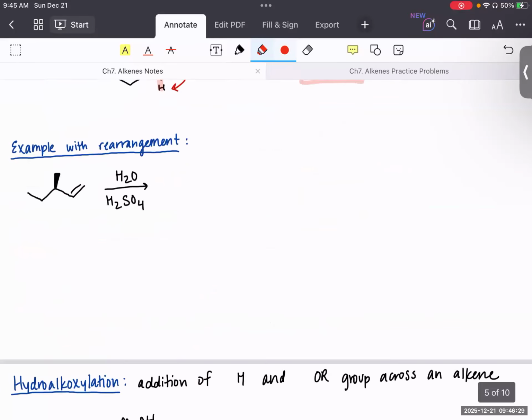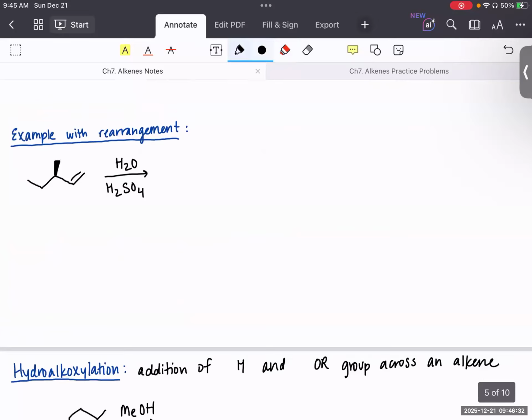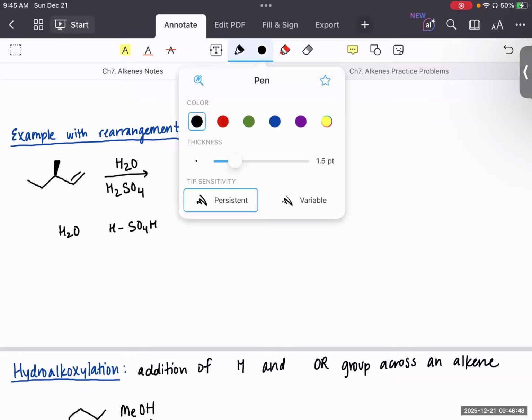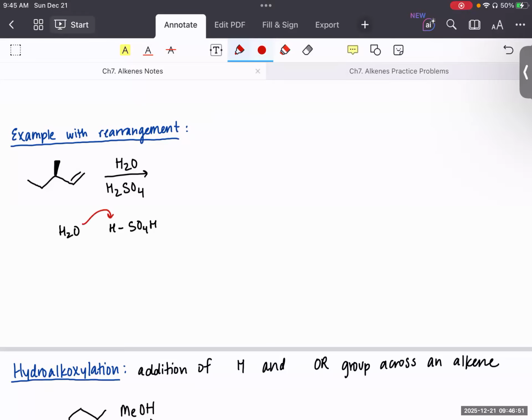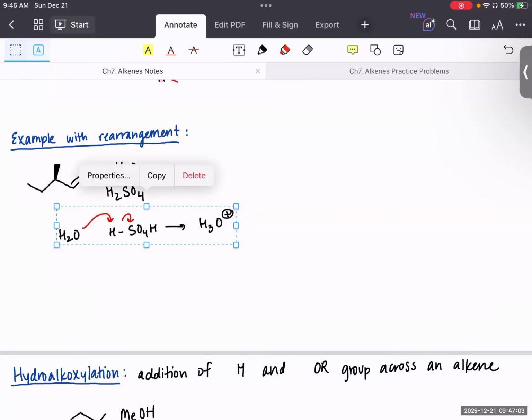All right, next we can do one with a rearrangement. And so we're going to follow the exact same steps. I'm just going to write it out more cohesively here, and we're also going to be on the lookout for a rearrangement. And so same thing as before, our first step, we're going to form H3O plus. I'll just use shorthand to describe H2SO4 here. So we have that, and so we formed H3O plus.